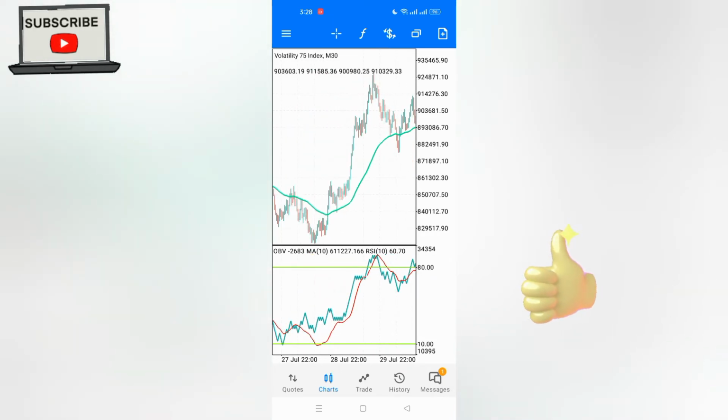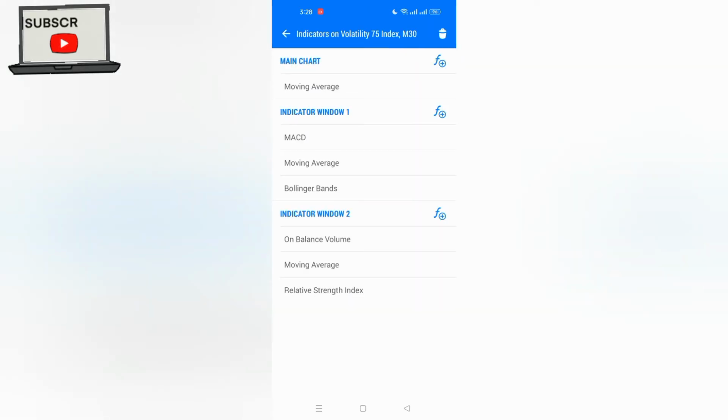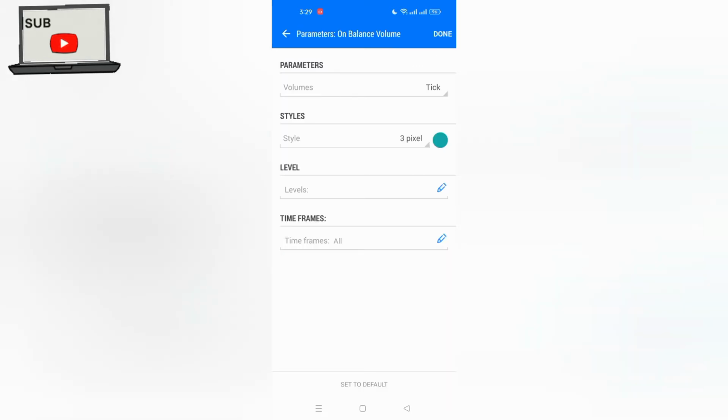So let me jump straight to the indicators I'm using in this video. Many of you do not understand why we use indicators. Indicators are for early signals in case of a price reversal, and indicators show early divergence of the price. The first indicator you have to have is the OBV, that is on balance volume, and volumes should be ticks. Let it apply to 3 pixels.